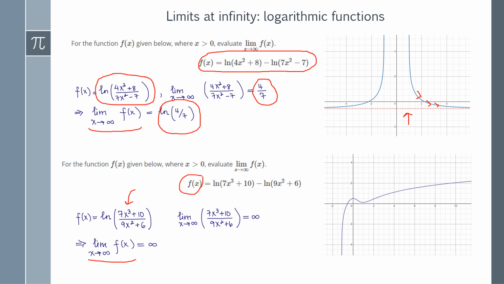Okay, so notice that for the first problem, our limit exists. It's a finite number. Okay, and then for the second problem, the limit does not exist, right? The function goes up to infinity. From the graph, it looks like it doesn't go to infinity very fast, but it certainly grows to infinity.